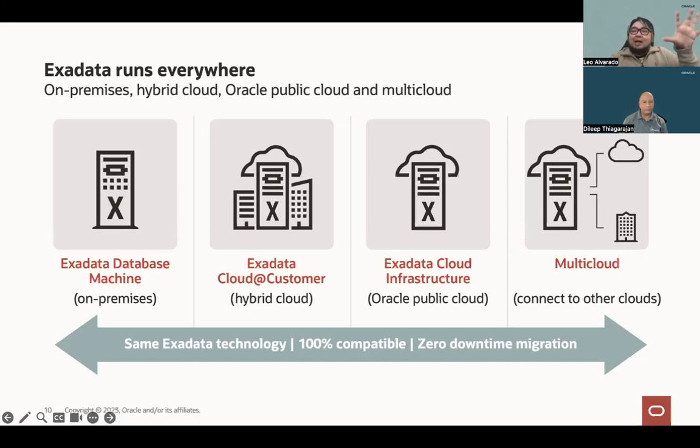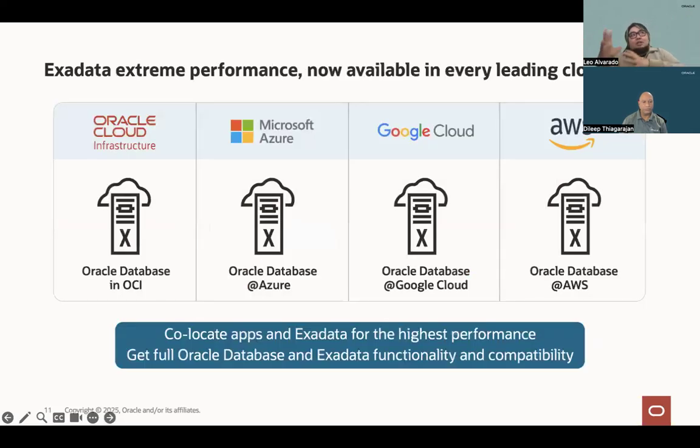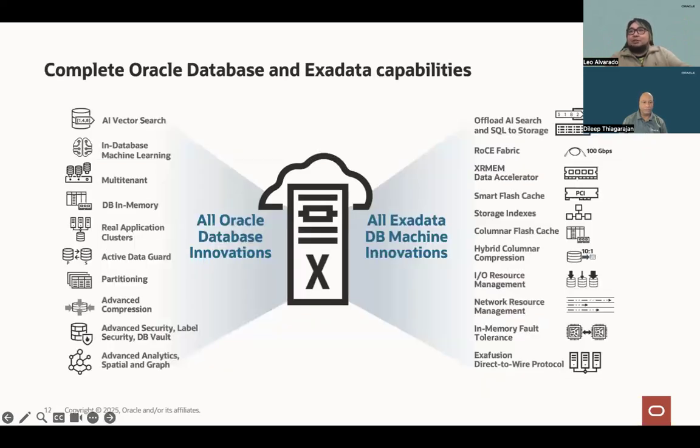So Oracle offers Exadata in the public cloud with the Exadata Cloud Infrastructure and also in the Exadata Cloud at Customer. With Exadata Cloud at Customer, you can benefit from a cloud deployment but keep all your data inside your own data center. And Exadata is also available with multi-cloud. You can use the Exadata Database Service, of course, in OCI, and you can also use it with Oracle Database at Azure, Oracle Database at Google, and Oracle Database at AWS. So you'll get full Oracle Database and Exadata functionality and compatibility across these multi-cloud partners.